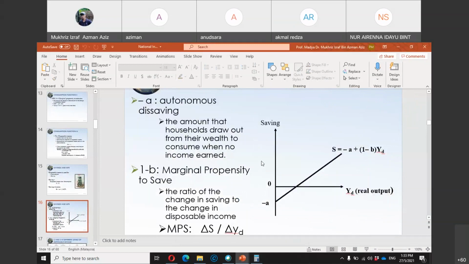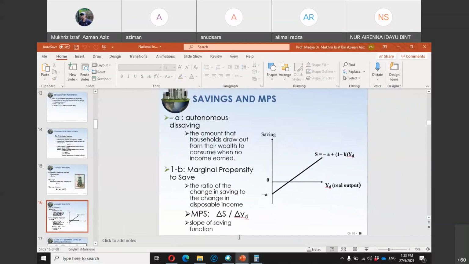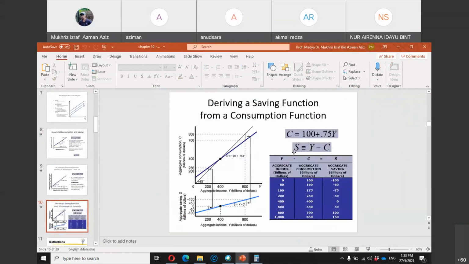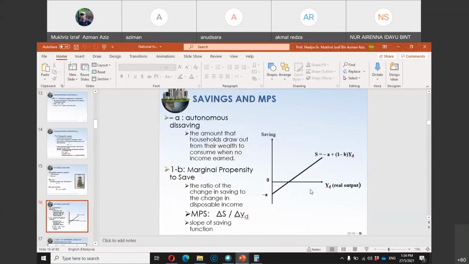Okay, so that is how you construct the saving function. Last Monday, we did not discuss how you construct the saving function. We only discussed that saving is basically Y minus C. But once you know the consumption function, you can derive the saving function automatically. Okay, so continue from here.